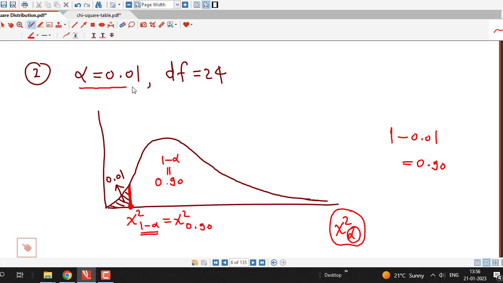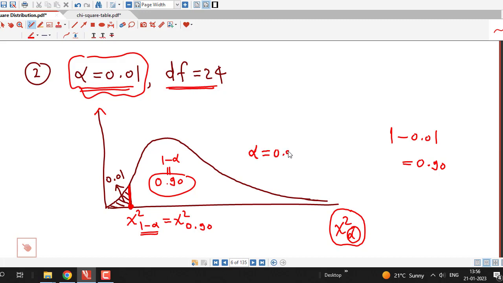So for this value of alpha 0.01 and degrees of freedom 24, I will not look for 0.01 area in the table, even though here I am taking alpha equal to 0.01, because that is the area to the left side of this point and we are interested in the area to the right side of this point, which is 0.90. So in the table we will search for area 0.90 and degrees of freedom 24. That will give us this value.